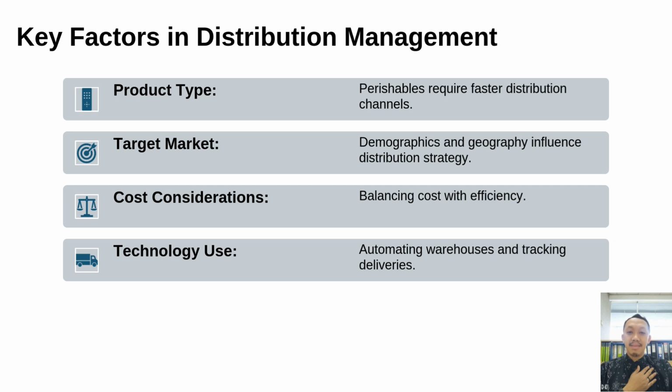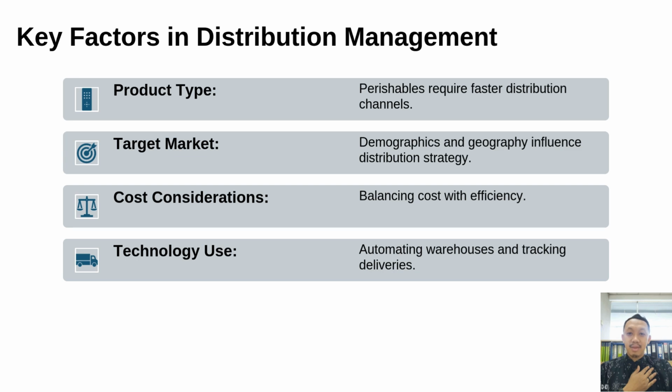Second, target market. Understanding the target market's location, preferences, and purchasing behavior helps in designing effective distribution channels. Third, cost considerations. Distribution costs, including transportation, warehousing, and labor, directly affect profitability. Fourth, technology usage. Advanced technologies enhance visibility, efficiency, and responsiveness in distribution.